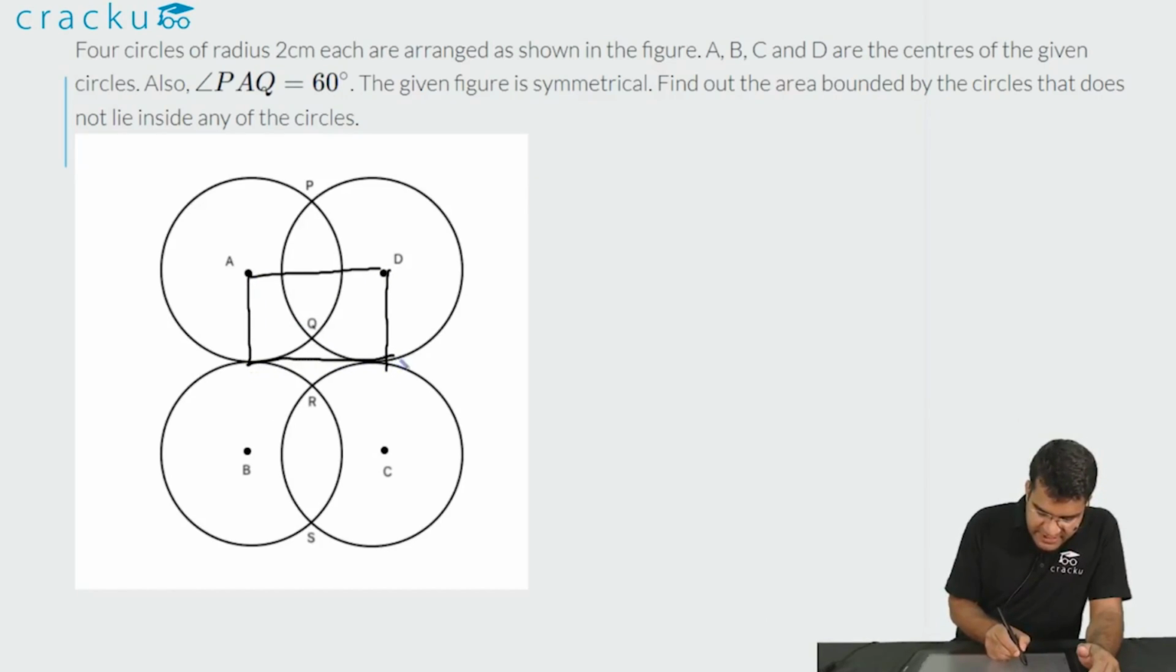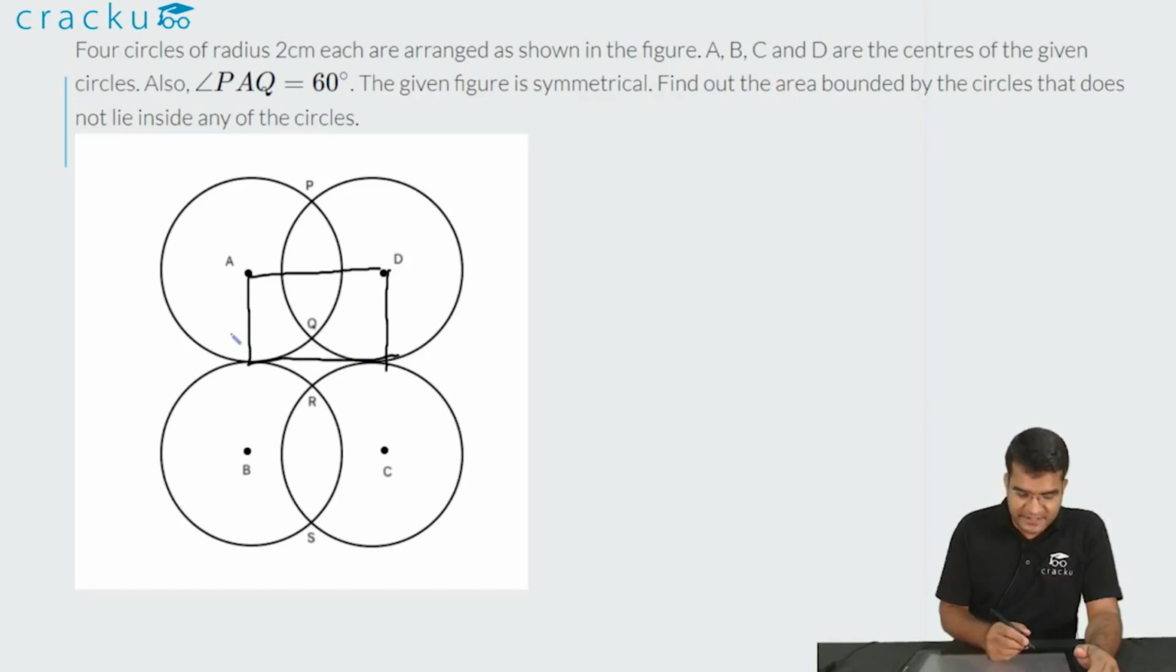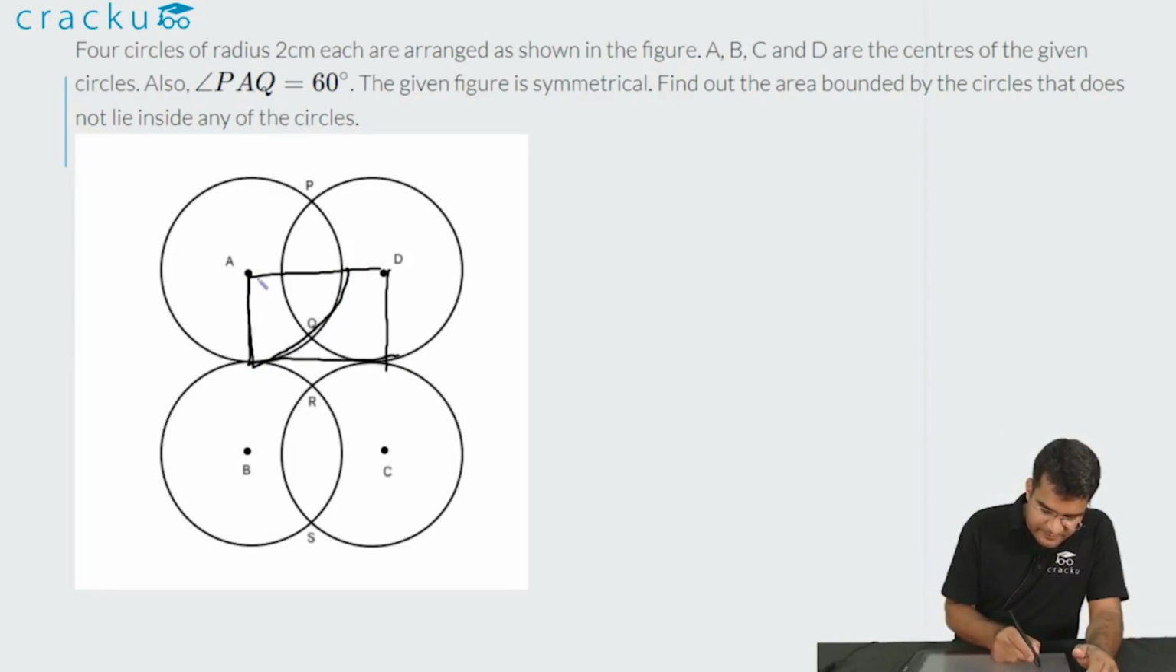Now once we found out the area of this rectangle, we want to just subtract it by the area that we shouldn't consider. And the area that we shouldn't consider is basically the area of this chord, which is 1/4 of the area of the circle, plus the area of a similar chord, that is this one, minus the area of the overlapping chord.